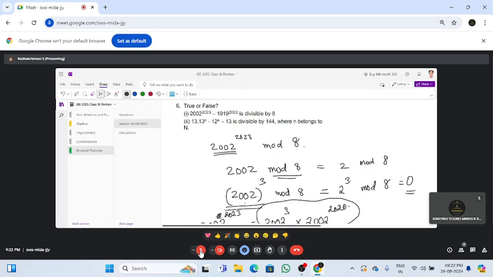Same way, you please think about the other problem. When n belongs to the natural numbers, 13 into 13 to the power of n minus 12 to the power of n minus 13, whether it is divisible by 144, which is 12 square. Whether it is divisible by 12 square, we can check in the same way. But I will leave it to you, so please think about it and try it as homework. We'll discuss it in the next class.